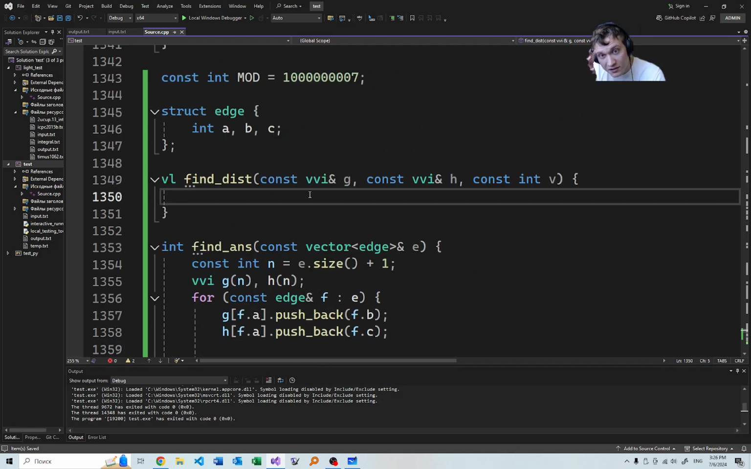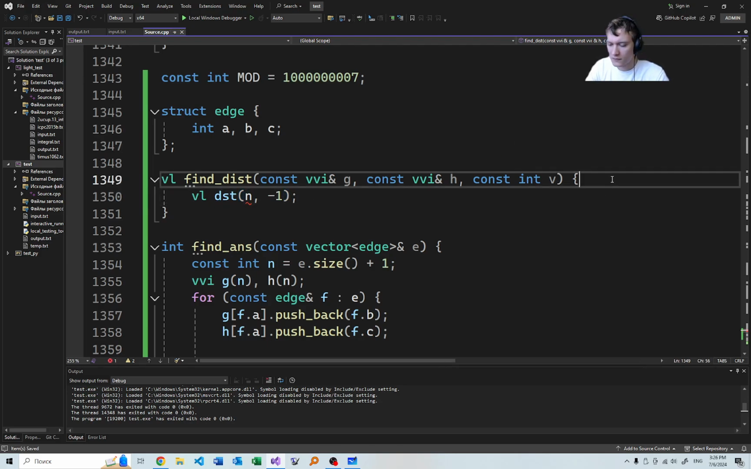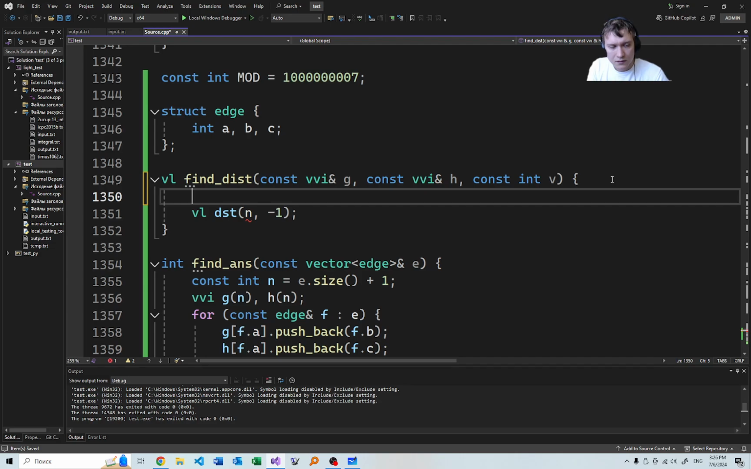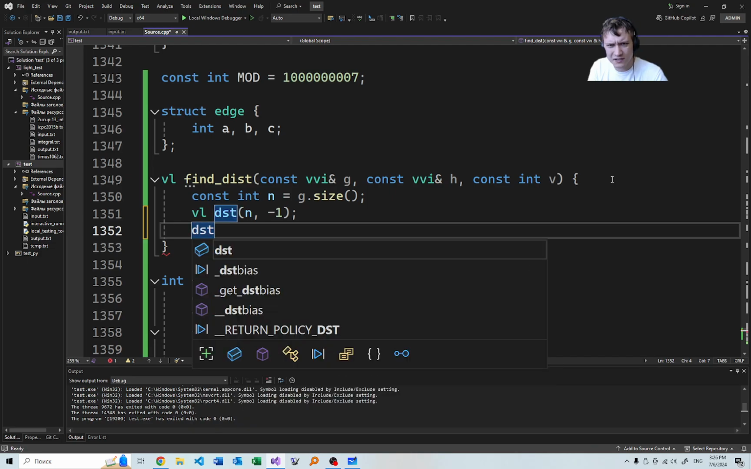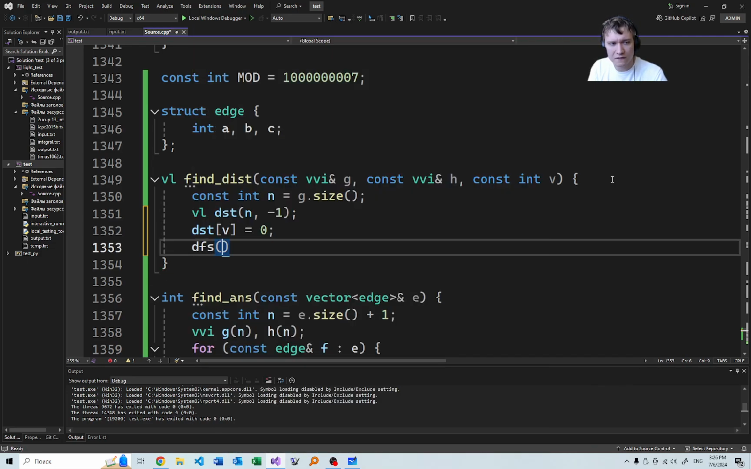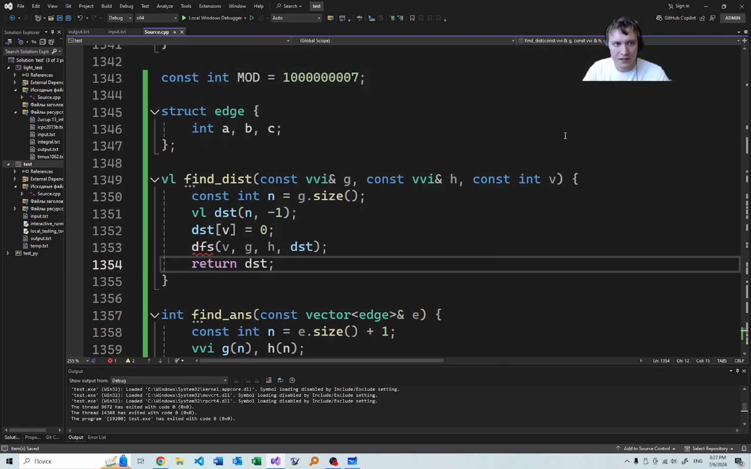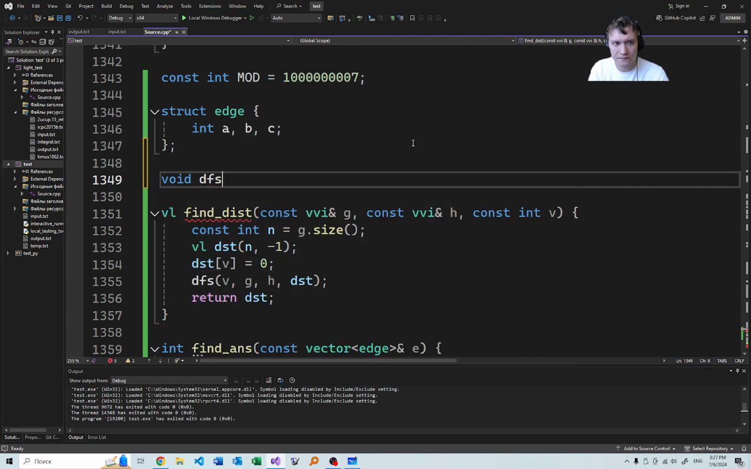So how do we find the distance? For all distances from V, we need to create an array. Let's fill it with -1s initially. Also, let's say that dst of V is 0. Then we need to run DFS on g, h, v, dst and return dst. So what does DFS do?